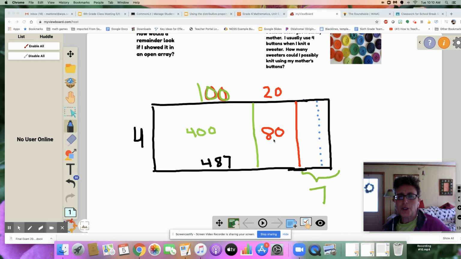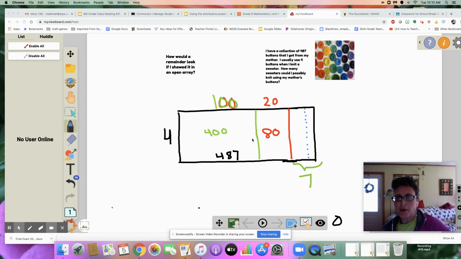So what would this look like when we divide and we talk about making decimals if we did it with a picture? Now I went ahead and divided 487 into the parts that we know. So 4 times 4, I know I've got 400, and that would be 100 times, and 80, and that would be 20 times. And I have this 7 left over.